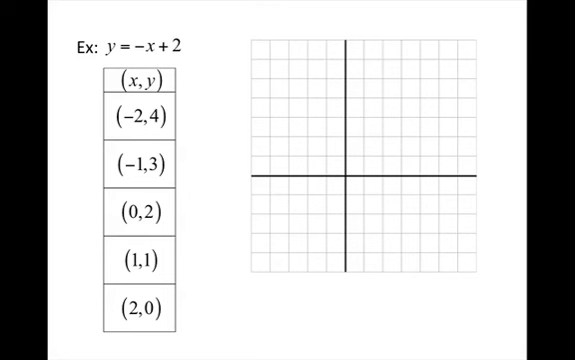So when you plot these ordered pairs, you do see that they line up in a straight line. So that's a way to check my work when I completed my table. And then connect your ordered pairs with a straight line.